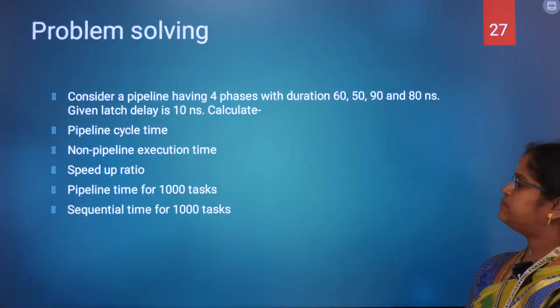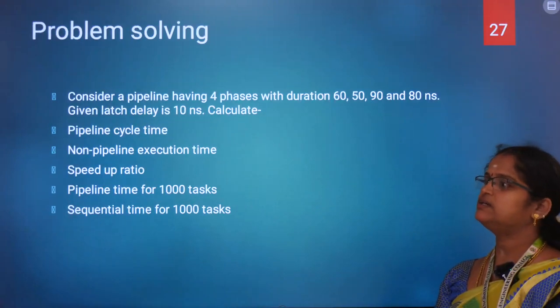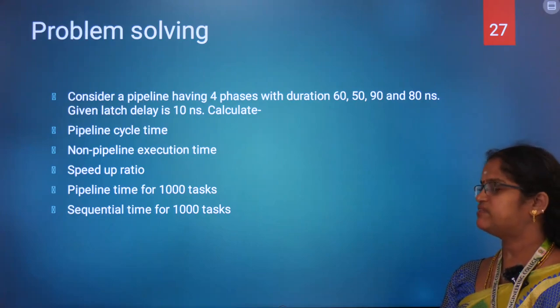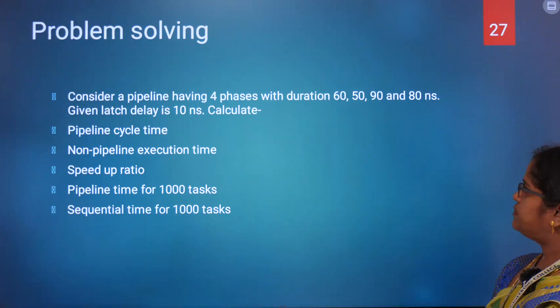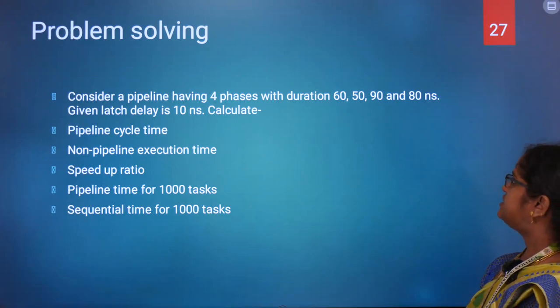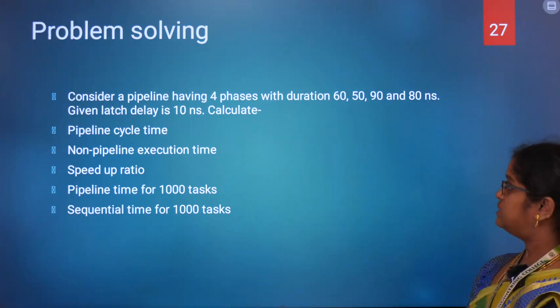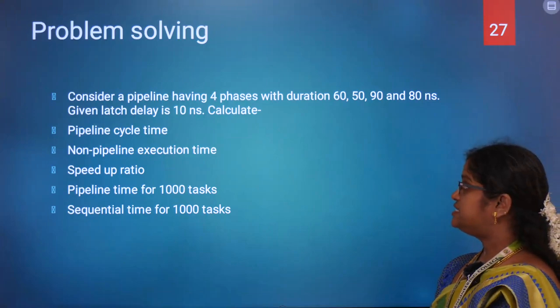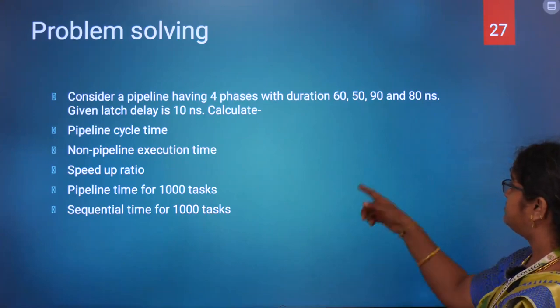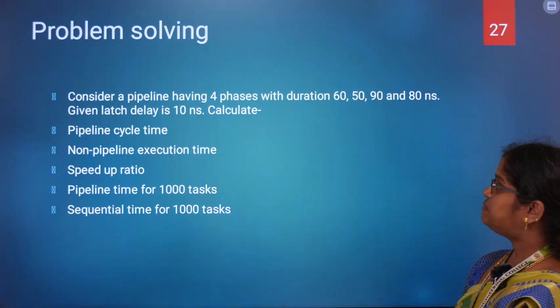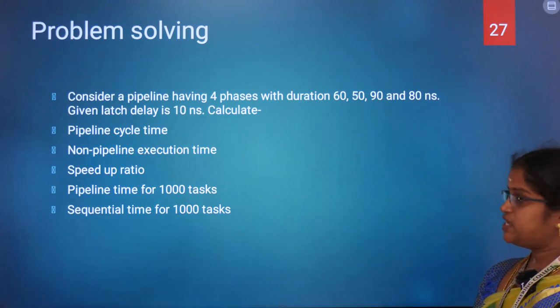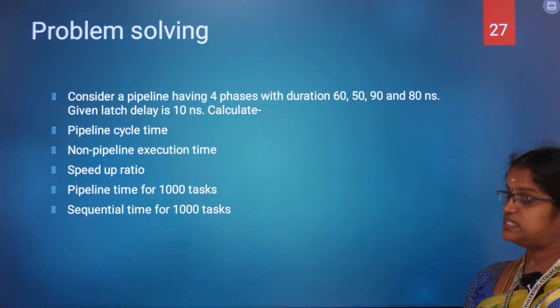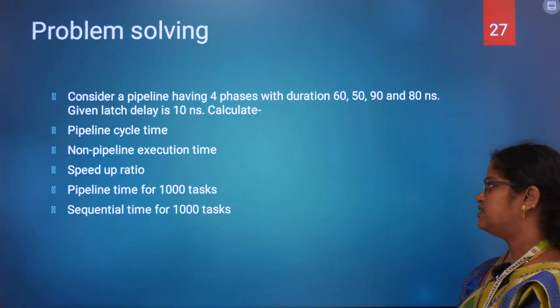The problem solving method is based on pipelining hazards, and how they ask the questions. The first thing is to consider a pipeline having 4 phases with durations 60, 50, 90 and 80 nanoseconds. Given latch delay is 10 nanoseconds for these 4 stages. Calculate the pipeline cycle time, non-pipeline execution time, speedup ratio, pipeline time for 1000 tasks, and sequential time for 1000 tasks.